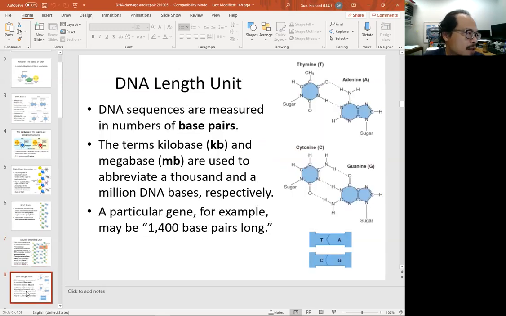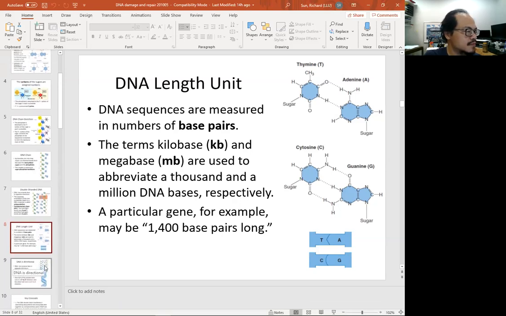So we commonly hear that if it's short, it would be like 3 base pairs. That's a very short gene. 10 base pairs, 20 base pairs. Or it could be pretty long. It could be kilobases. We just skip the pairs: kilobase, KB, or megabase, to describe the length of the DNA. For example, a gene may be 1400 base pairs long, okay? Or it could be 12 KB or 2 MB, okay? And here showing you the GCAT complementary pairs.